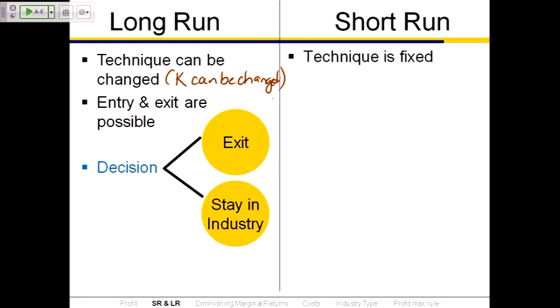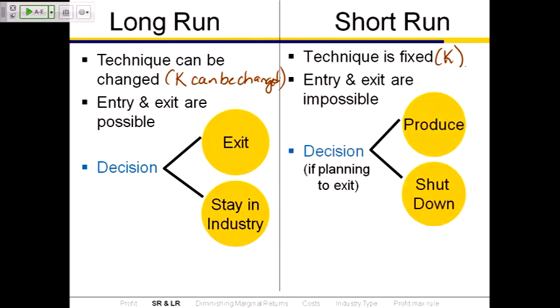The short run decisions. The short run is a period of time during which the technique is fixed. Another way of saying it is the amount of capital is fixed. The number of machines, number of buildings are fixed and can't be changed in the short run. In the short run, entry into and exit out of the industry are impossible. That's the definition of the short run. It's a period of time short enough so that entry into and exit out of the industry are impossible. And if it's a firm that has decided to exit the industry, the decision they need to make in the short run is whether to produce today or immediately shut down. That's a decision that's made in the short run.